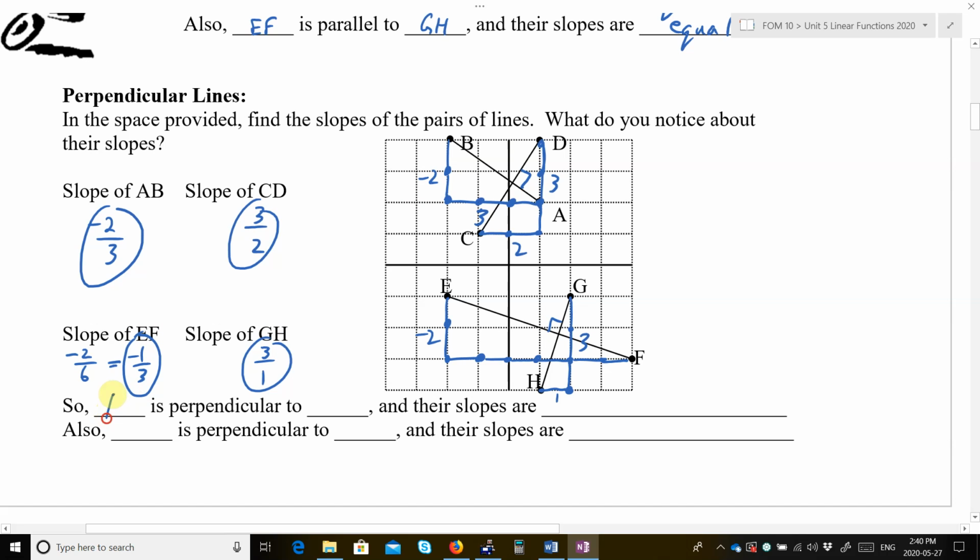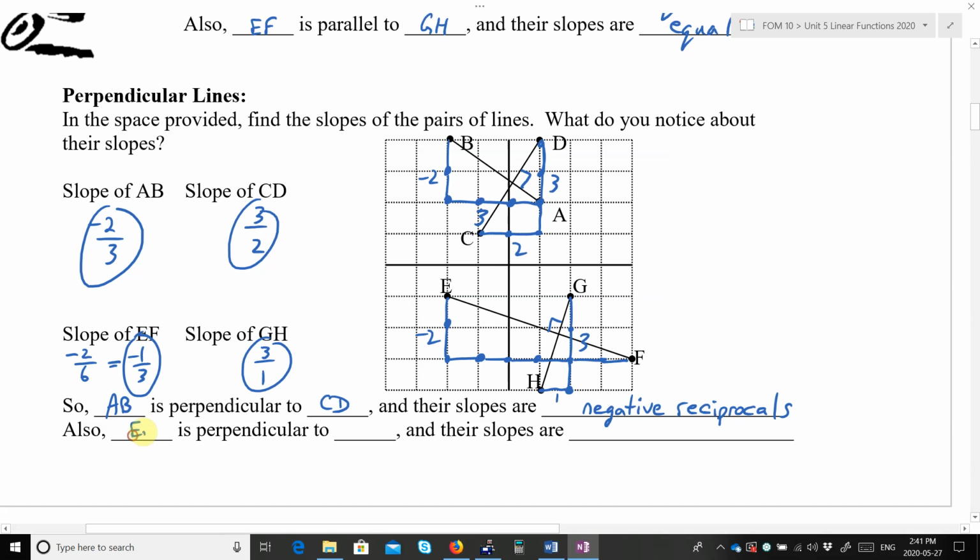And here's how we say it. So AB is perpendicular to CD, and their slopes are negative reciprocals, they are called. What reciprocals means, it's a fancy way of saying that the fractions are flipped. See how this one is 2 over 3, it becomes 3 over 2. With opposite signs in front of them. Okay, so they have to have opposite signs and the fractions are flipped.